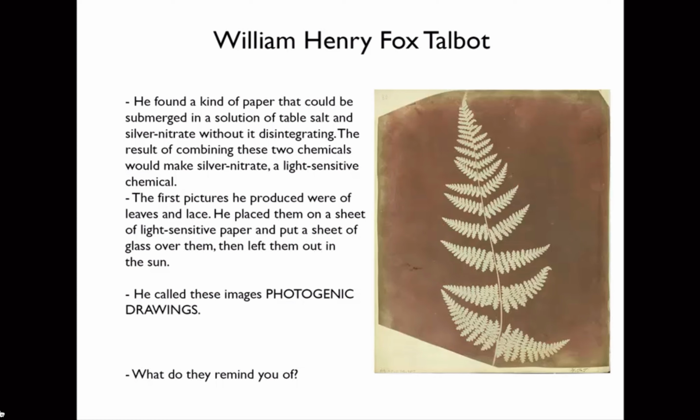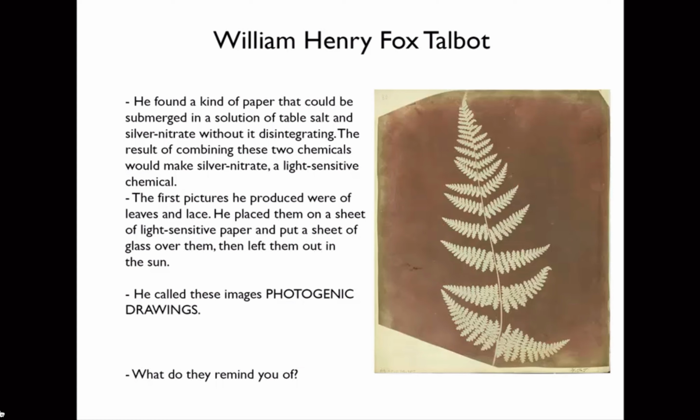So what he would do, he would first soak the paper in a solution of table salt, let it dry, and then he would paint the solution of silver nitrate on top of that. The first images that he produced were of leaves and lace, which he placed on a sheet of light-sensitive paper, put a glass over that sheet, and exposed it to the sun.